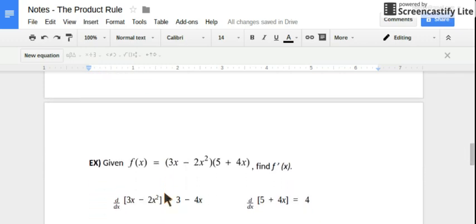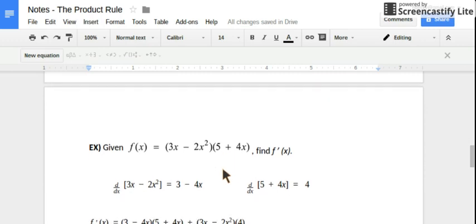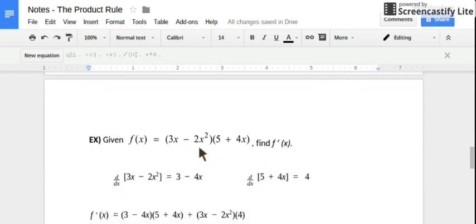Let's take a look at an example that has multiple terms in each of the functions here. We're going to follow the same steps. The first function is 3x minus 2x squared. The second function is 5 plus 4x. Since we notice that we have two functions being multiplied together, we're going to use that product rule. To find the derivative of the first function, the derivative of 3x minus 2x squared is just 3 minus 4x. The derivative of the second function, 5 plus 4x. The derivative of 5 is 0, so we're just left with the derivative of 4x, which is 4.